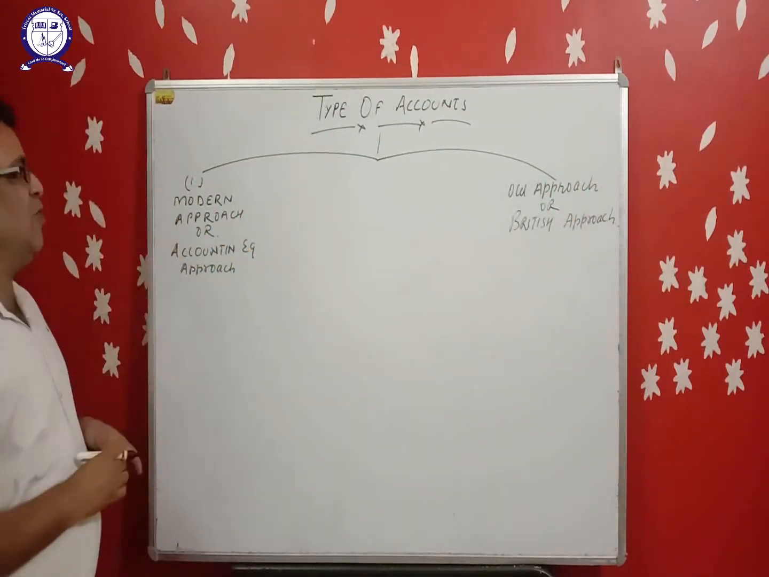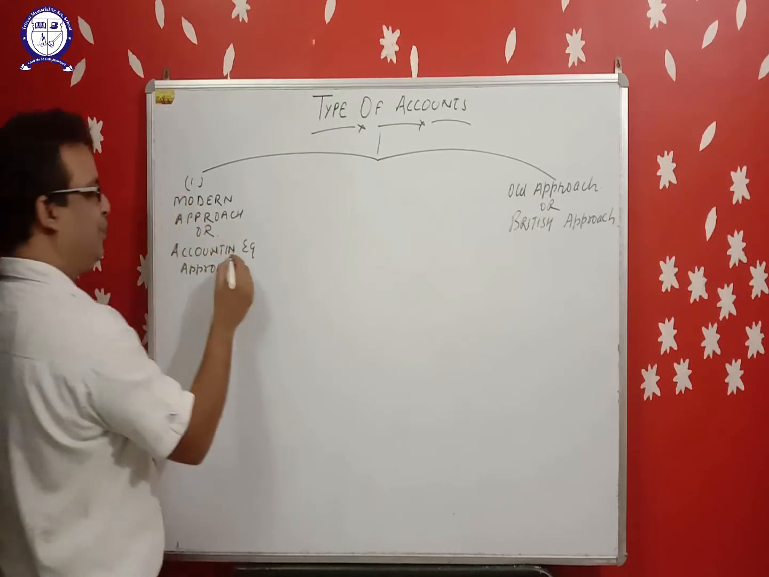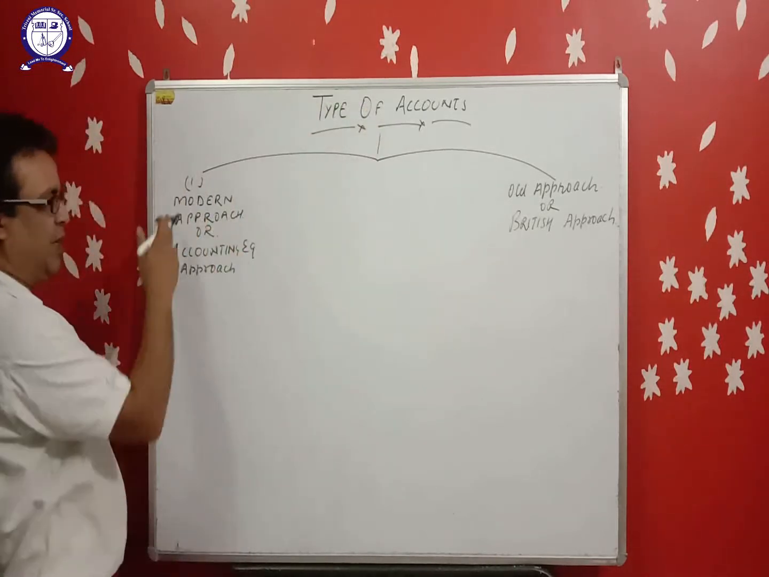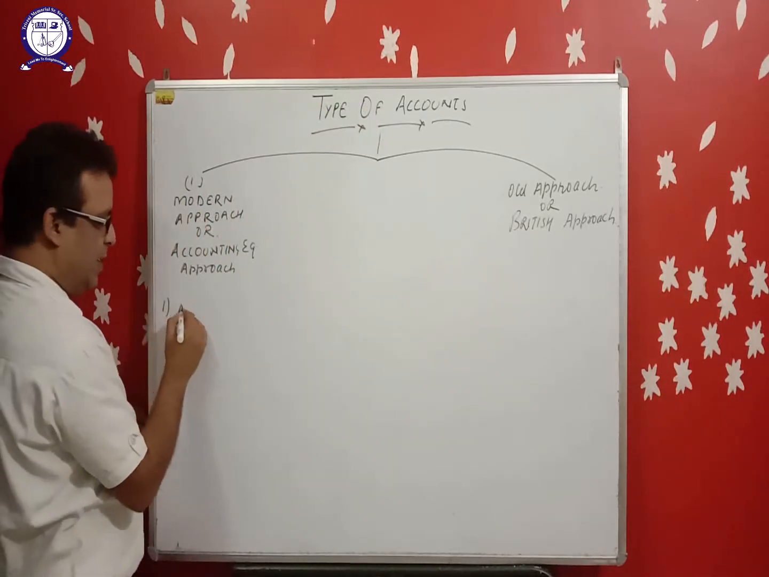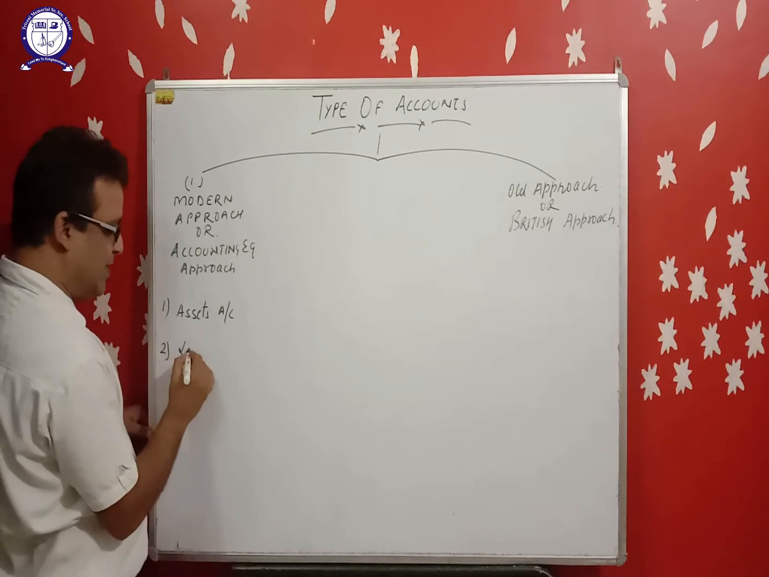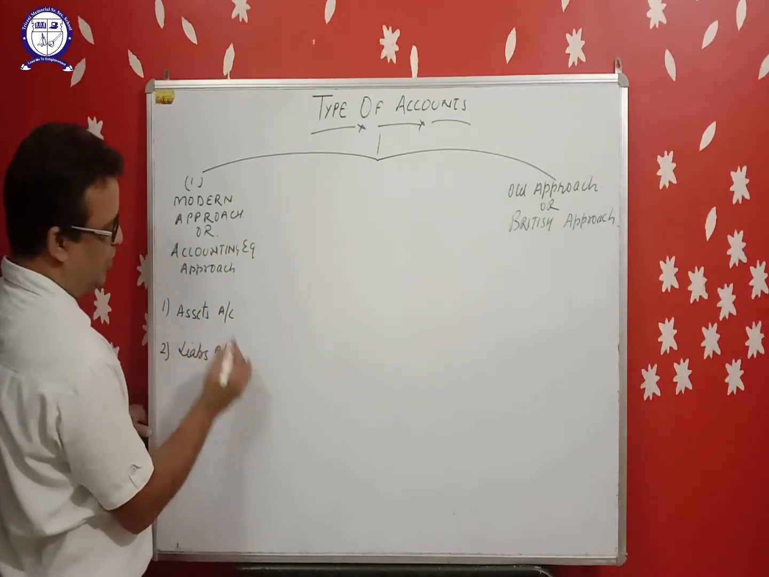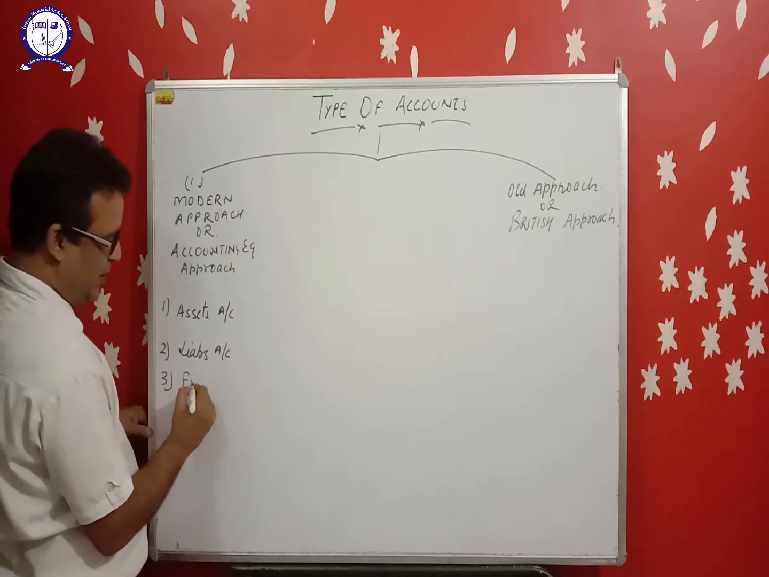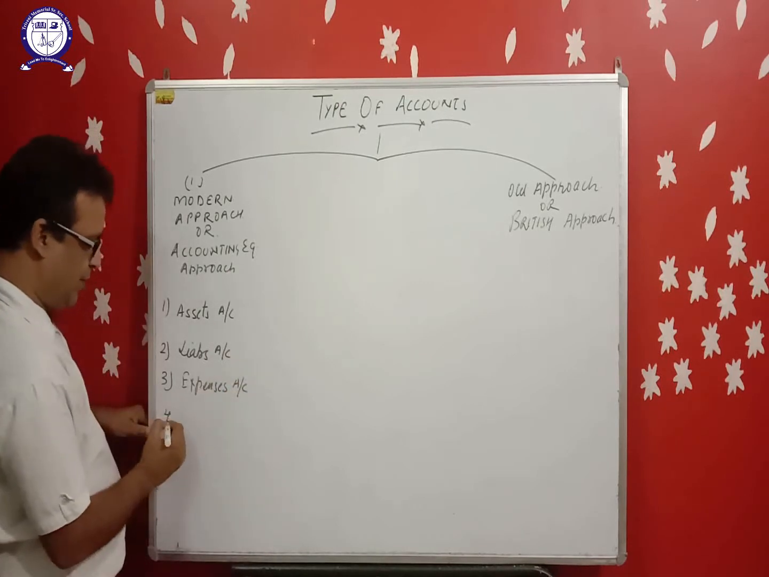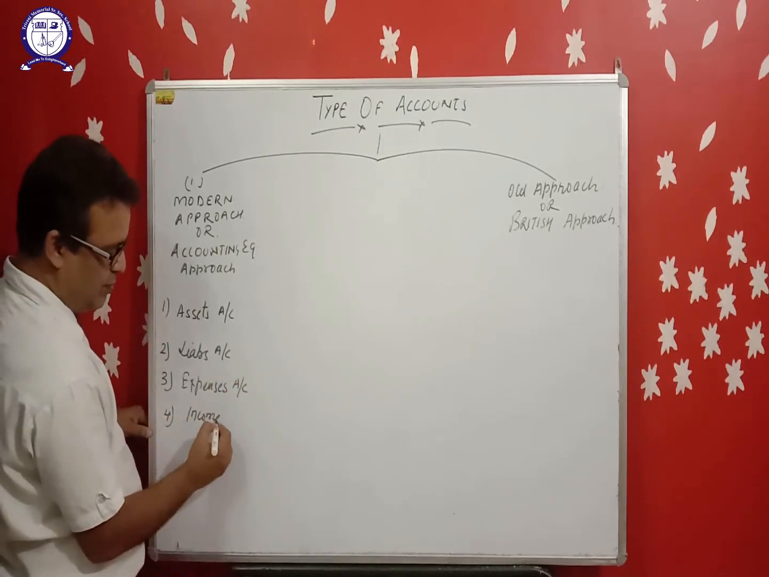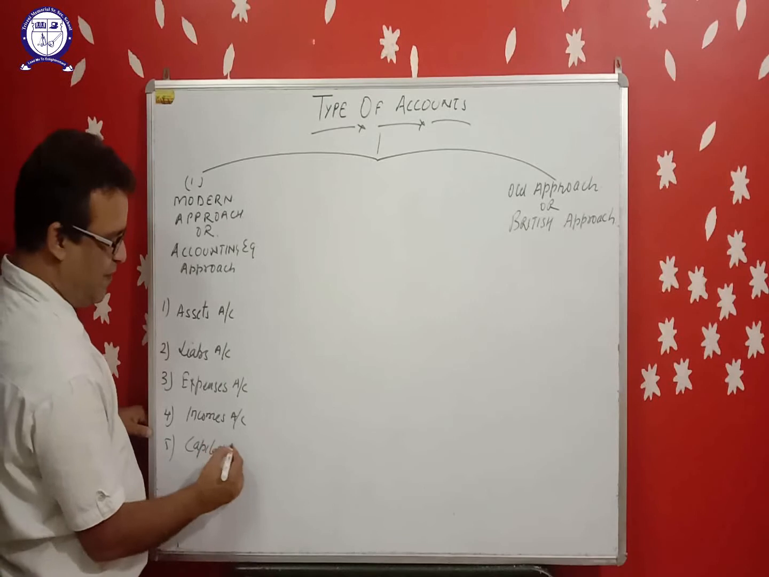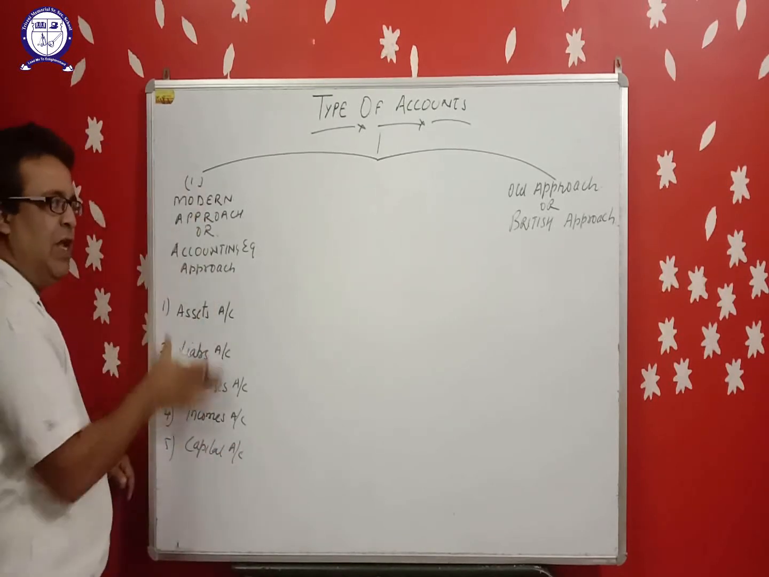We have already discussed modern approach. We divide our accounts in 5 parts according to modern approach. Number 1, assets account. Number 2, liabilities account. Number 3, expenses and losses account. Number 4, income or gains account. Number 5, capital accounts. So there are 5 types of accounts according to accounting equation approach.